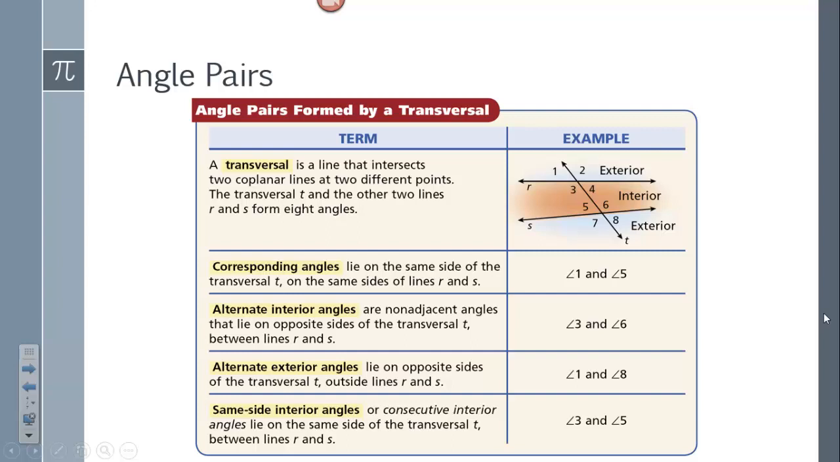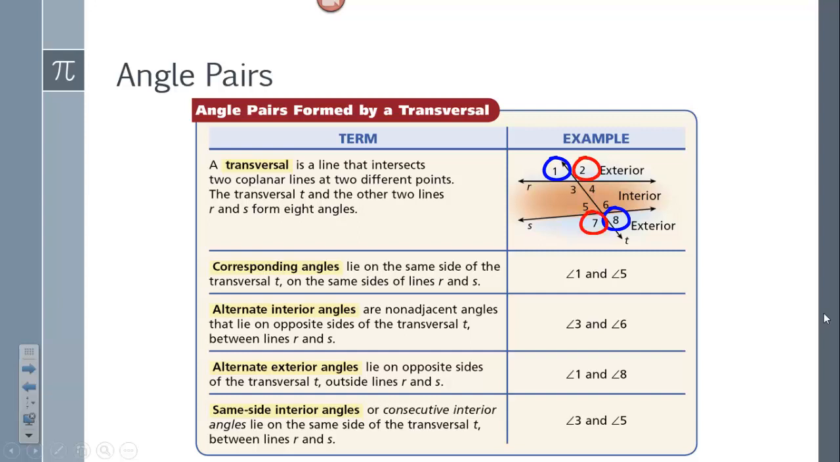The next set of angle pairs that are formed by a transversal are called alternate interior angles. And it actually says exactly what the terms say: alternate interior. So we look on the interior, and they're on opposite sides of the transversal. For example, 3 and 6 would be considered alternate interior angles, but so would 4 and 5. Alternate exterior angles lie on opposite sides of the transversal on the outsides of the lines. So 1 and 8 is one set of alternate exterior angles, and 2 and 7 would be another set.